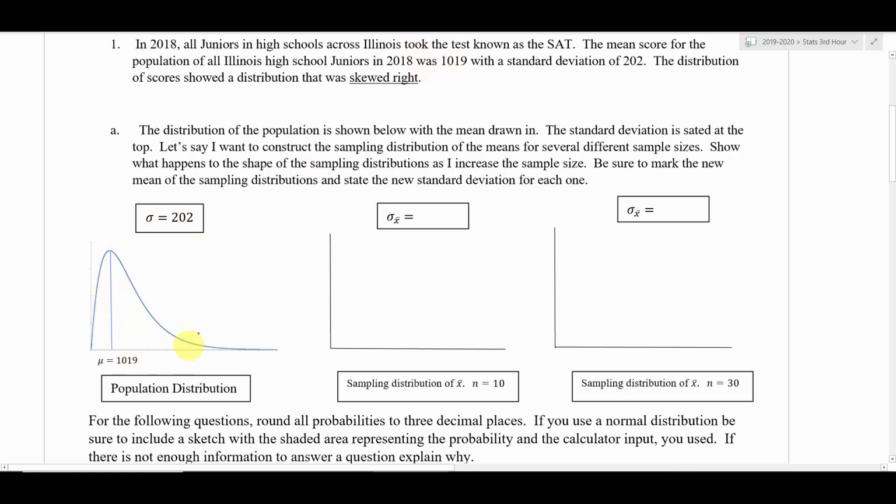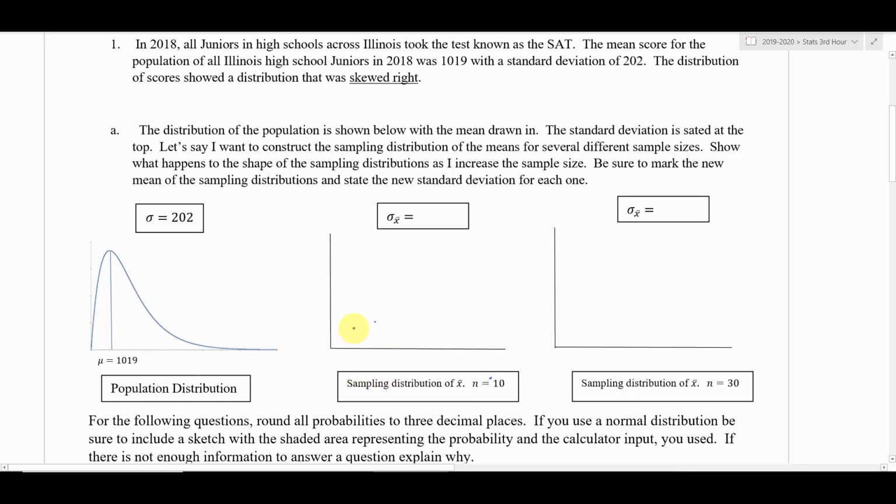We started with the population distribution. It was skewed right, so I drew a curve that was skewed right. I marked the center with the mean that they gave me, the mean score of 1,019, and I wrote down the population standard deviation. So we have to think about what happened with our experiments yesterday. Instead of the population distribution, we're going to transition over to the sampling distribution. So rather than picking one student at a time, we're going to be picking 10 students at a time and averaging their scores. What happens to the distribution in that situation?